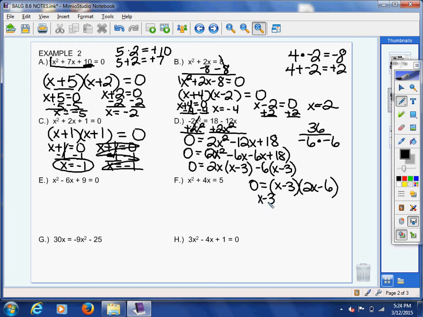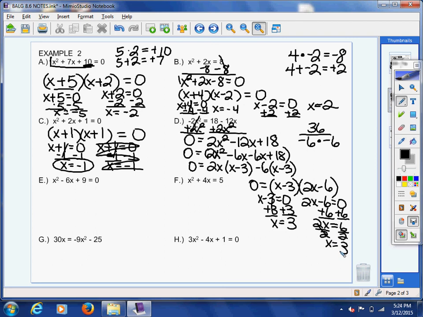X minus 3 equals 0. You're going to have to add 3 to each side. So one of your zeros is x equals 3. And do the same thing with 2x minus 6. We'll add 6. So I'll have 2x equals 6 and then divide by 2. Now, what does that tell you whenever you get the same exact x?